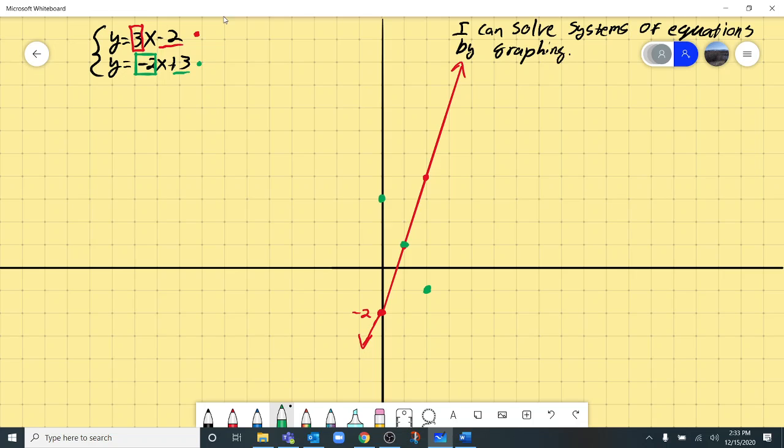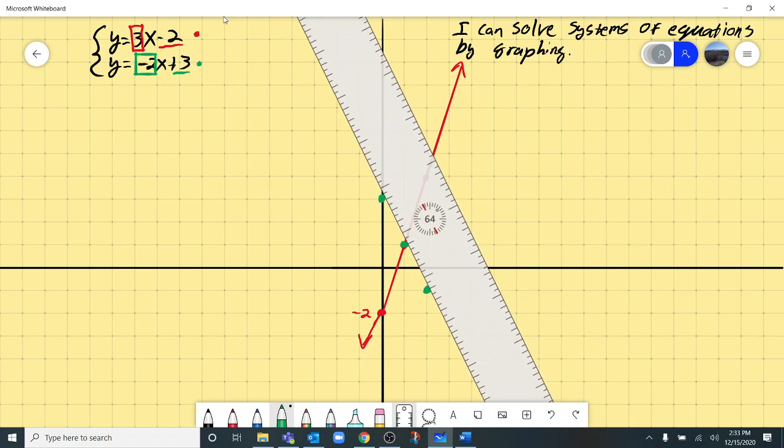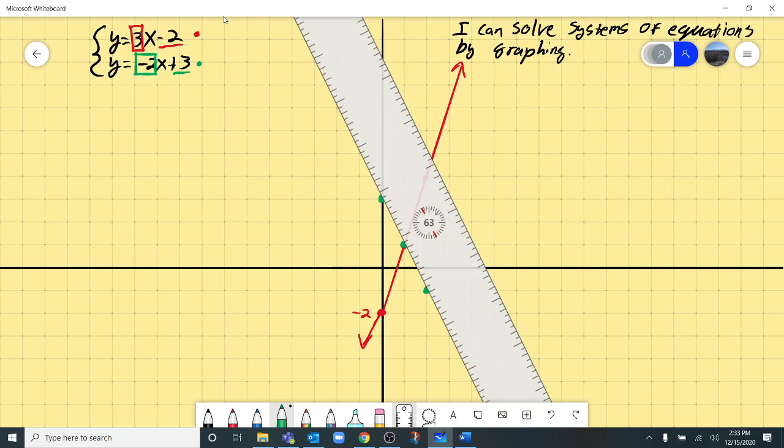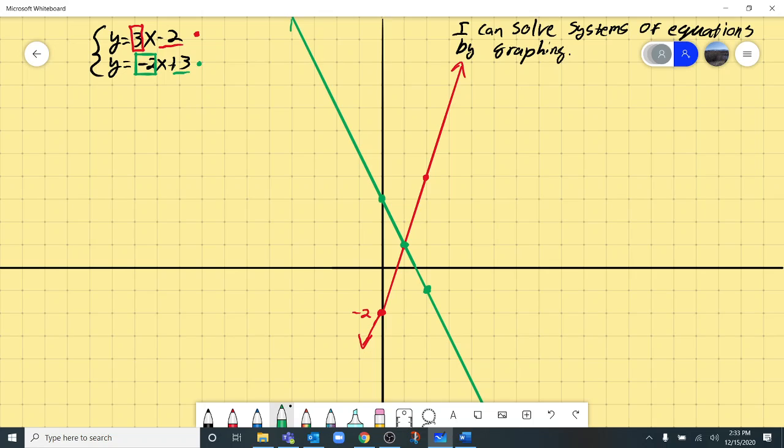You can probably already see where these two graphs are going to intersect, but I'm going to draw my line anyway. This one I'll draw all the way through, like I should have done the first one. These lines go on forever. The point right there in the middle where both graphs cross is called our solution. What it means is that at that point, these two equations are going to come out to be the same thing.